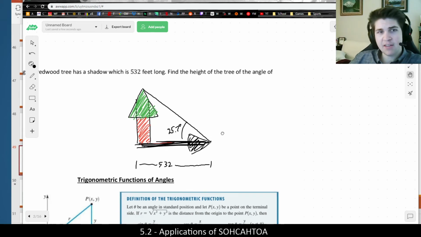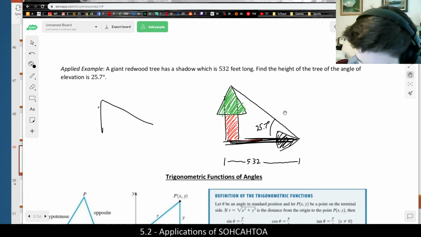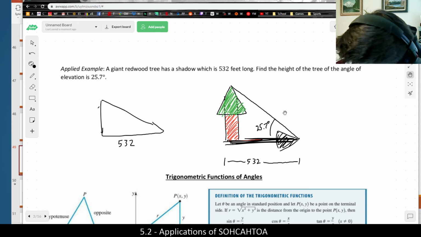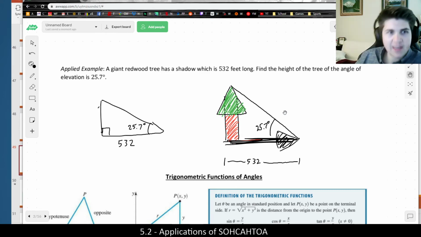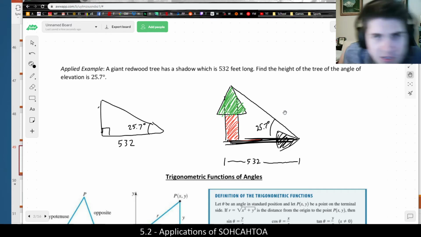But anyways, notice that if I translate this into a geometric figure, I have a triangle with some things that I know. I know that the base of that triangle is 532, and the angle theta here is 25.7 degrees. And another assumption that you're going to have to make in these questions is that it is a right triangle, because most trees grow straight up because they are trying to get as much sunlight as possible.